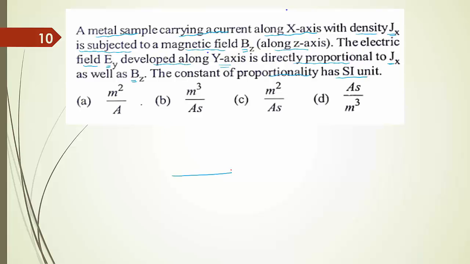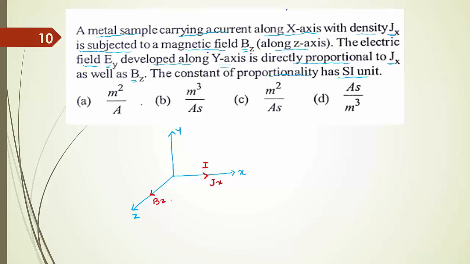See here. This is x-axis. Let us consider this is y-axis and this is z-axis. X, y and z-axis. Here along x-axis we can consider. You can read the question. A metal sample carrying a current along x-axis with density Jx. Here density is Jx and it carries a current, let us take it as I, and is subjected to a magnetic field Bz along z-axis. Along z-axis means magnetic field is Bz.